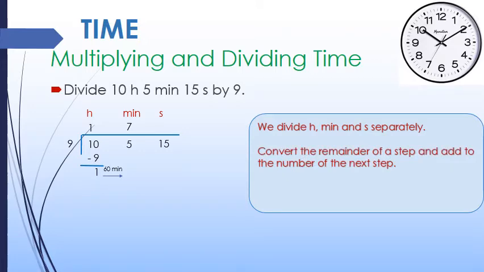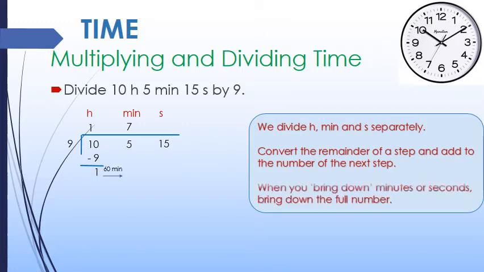Right? That is, we have to convert the remainder of a step and add it to the number of the next step. Here the remainder is 1, and first we will change this 1 hour to minutes, which is equal to 60 minutes, and now it will move to the next step. Now when we bring down minutes or seconds, we will bring down the full number. So what is the number in the minute section? It is 5. So we'll bring down 5 minutes, which will be added to 60 minutes, and it will be 65 minutes. So now divide 65 minutes by 9.